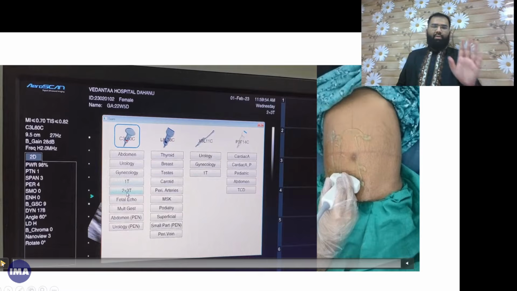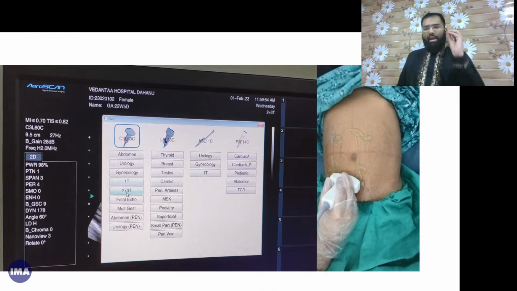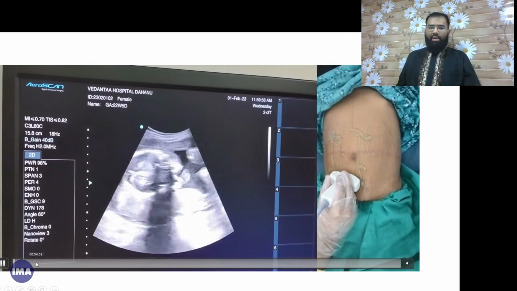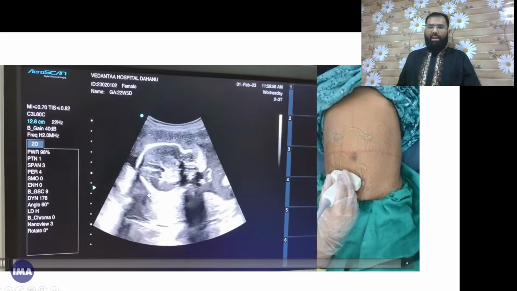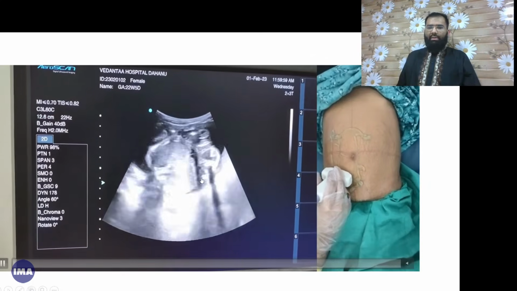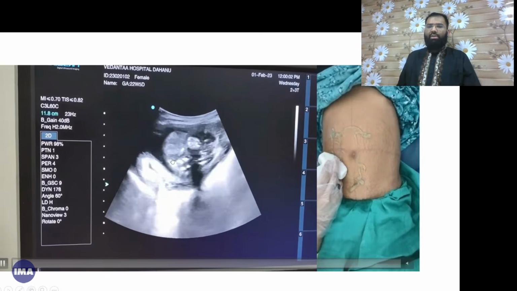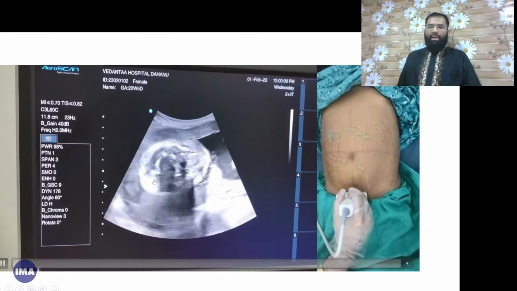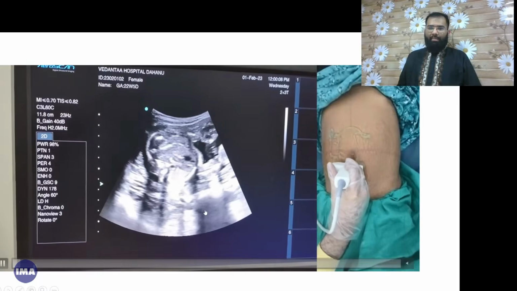The first thing you are supposed to do in any pregnant patient is to confirm the pregnancy. Now we are moving ahead, and you can very well see that there is a fetus inside. This is the fetus. So the first thing we have done is confirmation of pregnancy. Now pregnancy is definitely there.